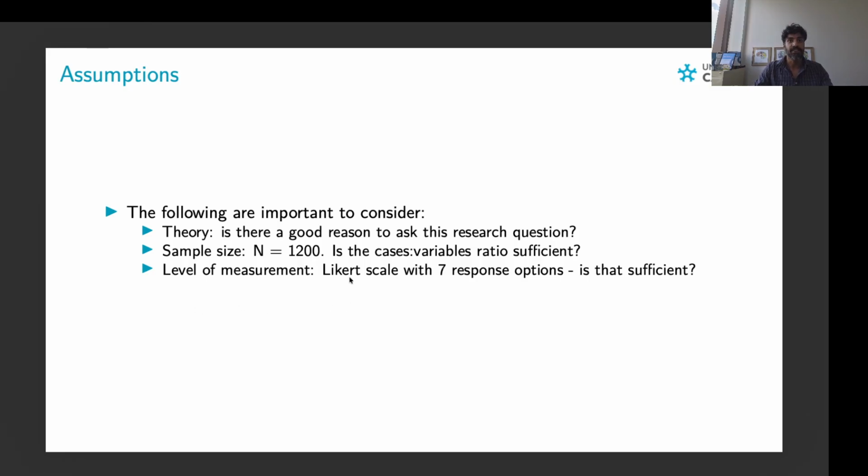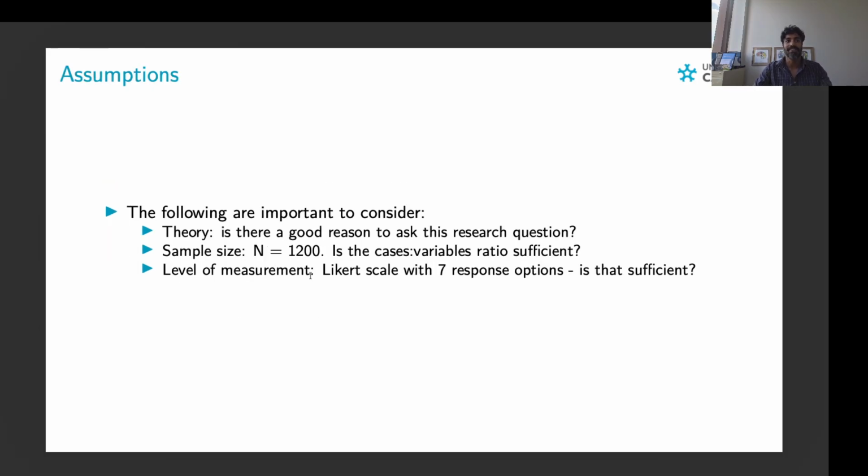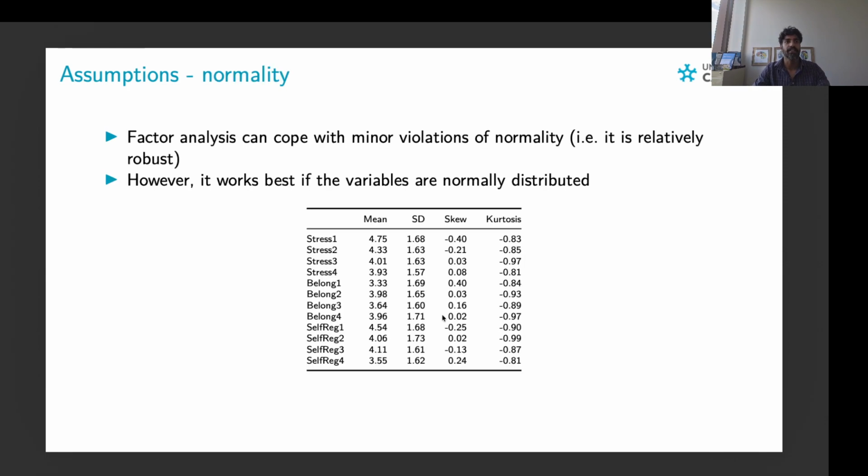Is the sample size sufficient in cases to variables ratio? We know we have 12 variables here, and we have 1,200 cases, so I blew this out a bit, but clearly it's good. And level of measurement: Likert scale with 7 response options, is that sufficient? Well, it's good because it allows us to make a more convincing argument that it's an interval measure, which is important for assumptions of factor analysis.